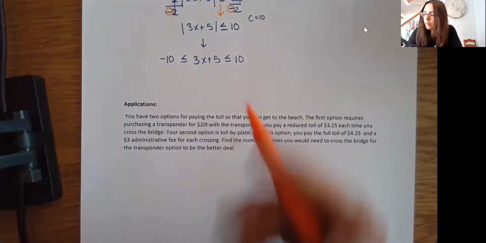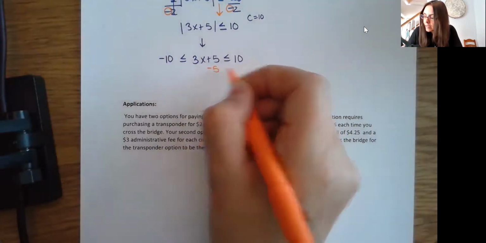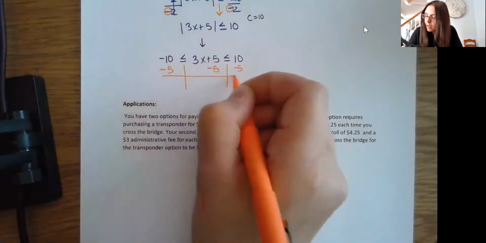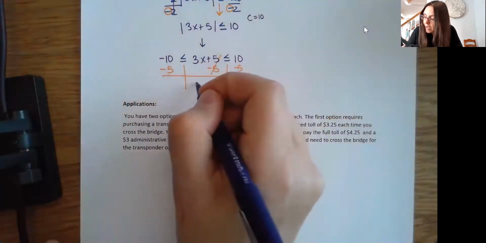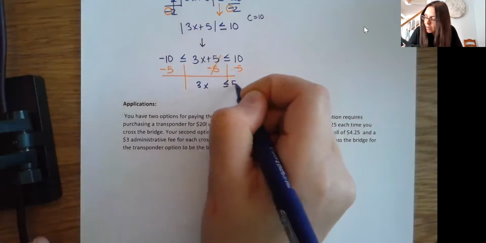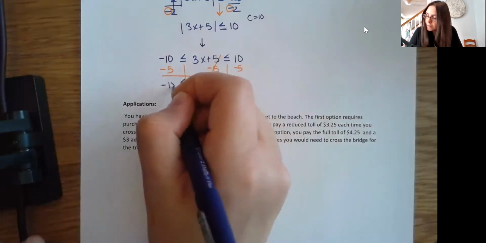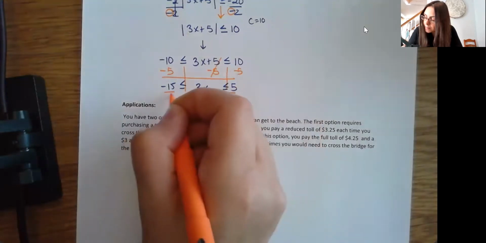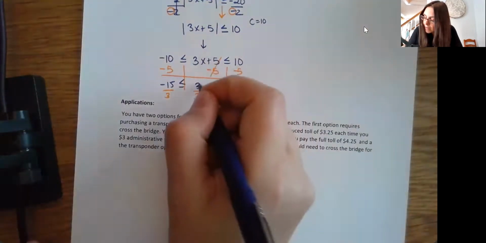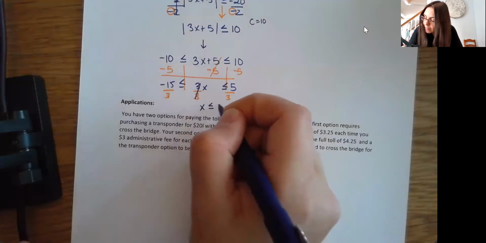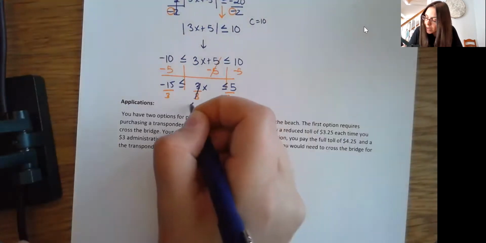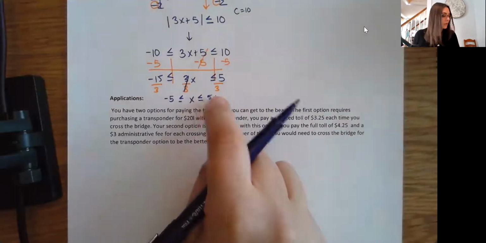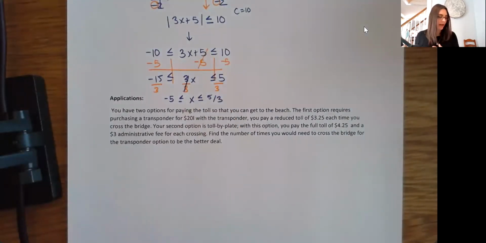Now we're going to keep solving. And again, we're going to work inside to outside here. If it helps to put those lines in just to keep organized, go ahead and do that. So I have negative 10 is less than or equal to 3x plus 5 is less than or equal to 10, and I subtract 5 to get negative 15 on the left and 5 on the right. And now I'm dividing everything by 3. So I have x is less than or equal to 5/3, and on the other side, I have negative 5. Now 5/3 is simplified, so we can leave that there.